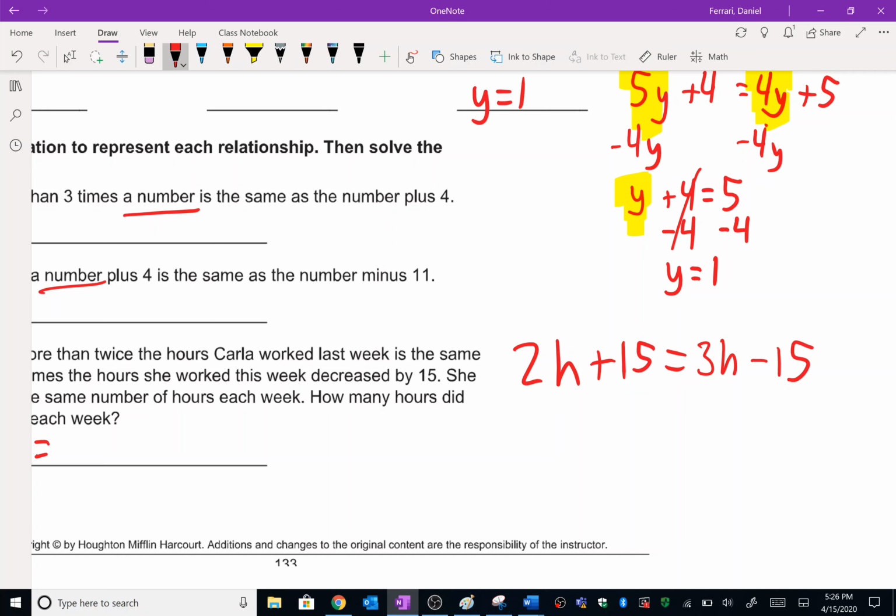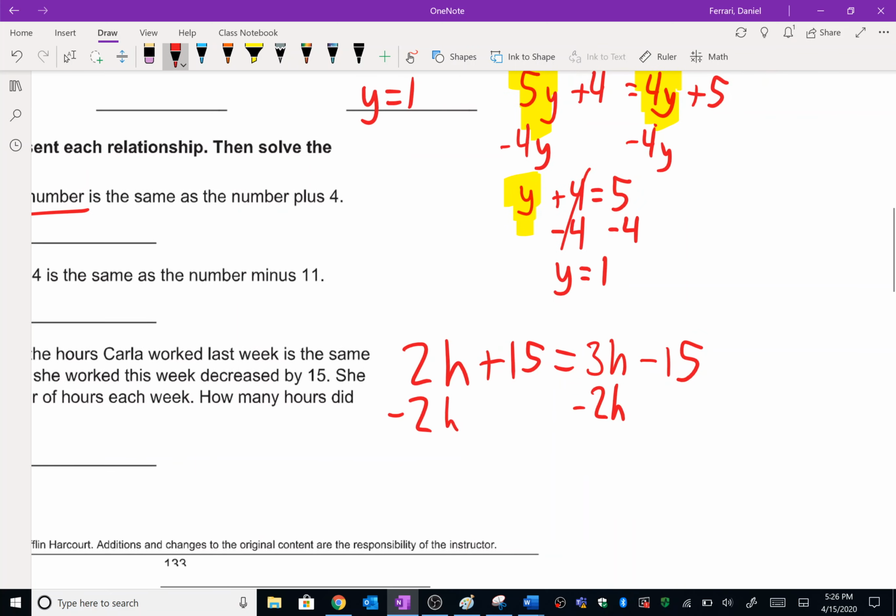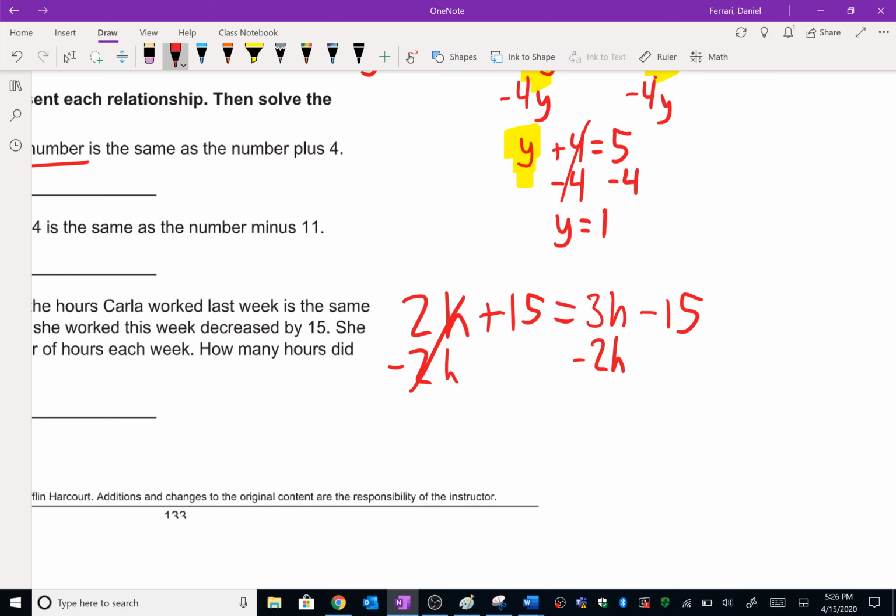Okay, so continuing on, now it's the same basic process as before. I've got h's on both sides of my problem, and I need to get rid of one of those h's. So I'm going to subtract 2h on both sides. And again, the reason for that is I like to leave my variable positive if possible. By subtracting 2h on both sides, that gets rid of the one on the left, leaving me with 15 on the right. 3h minus 2h is 1h, or in other words, just h. And then minus 15 leaves me with minus 15. Just bringing it down.